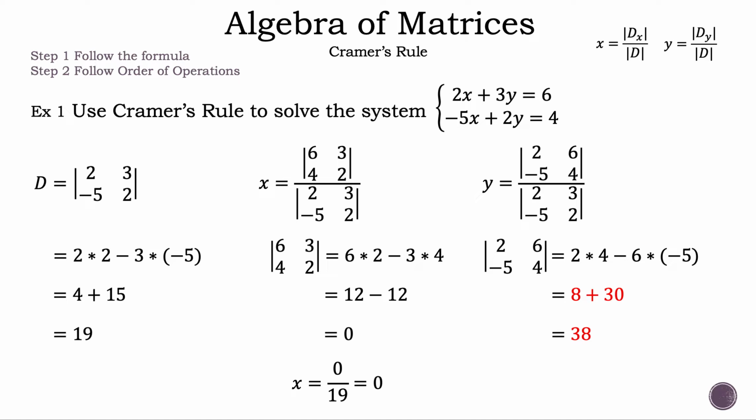And now we're going to divide 38 and 19 to find the y part of our ordered pair, and 38 divided by 19 is 2. Now we have our two parts of our ordered pair. Let's put them together, and (0, 2) is our answer for example 1. Now let's move on to example 2.